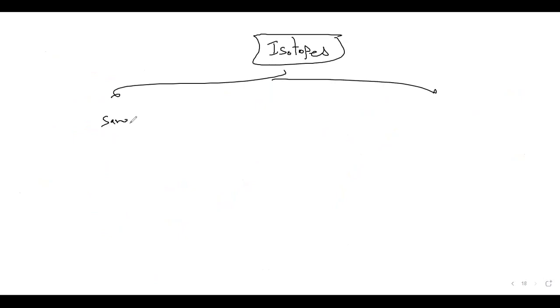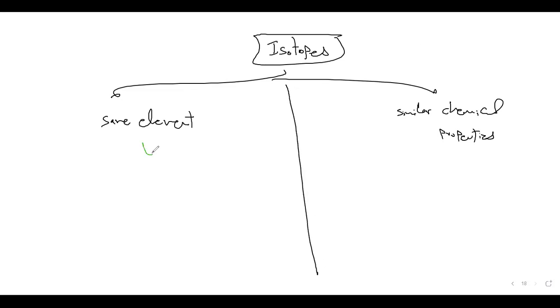And in isotopes, you must know that they are the same element, and explain why, and they have similar chemical properties, and explain why. In the case of why they are the same element, it is because they have the same number of protons. Why do they have similar chemical properties? Because they have the same number of electrons in the outer shell.